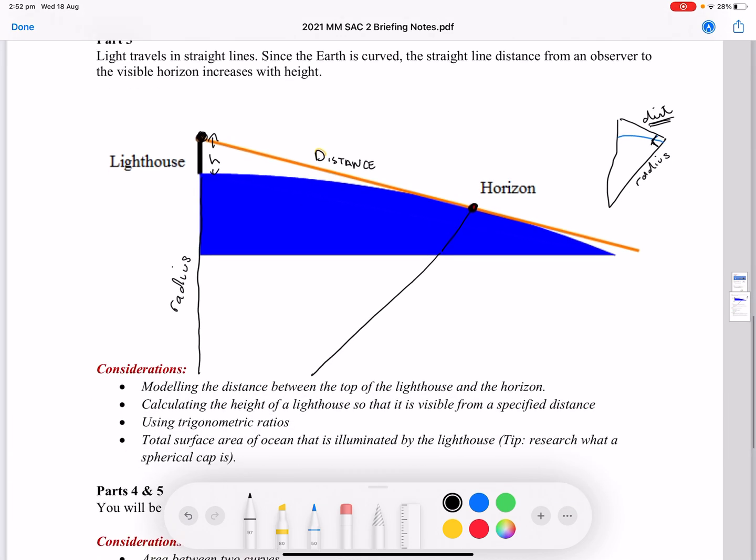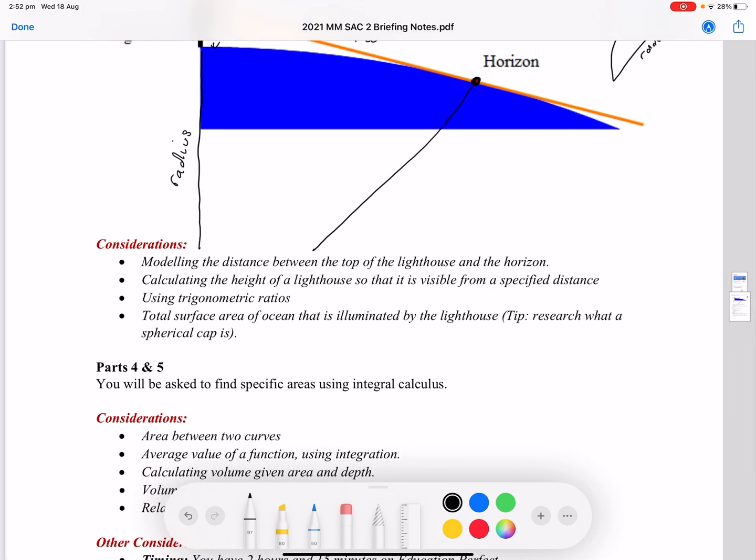And you're going to be asked to model the distance between the top of the lighthouse and the horizon. Calculate the height of the lighthouse so it is visible from a specific distance. So if we're designing a lighthouse, we want to make sure that it's going to be visible. It might be for 30 kilometres, it might be for 50 kilometres, it might be for 60 kilometres, 100 kilometres. We want it to be visible from a specific distance. So we want to know how high we want to be able to build it. You're going to have to use some trigonometric ratios with this work.